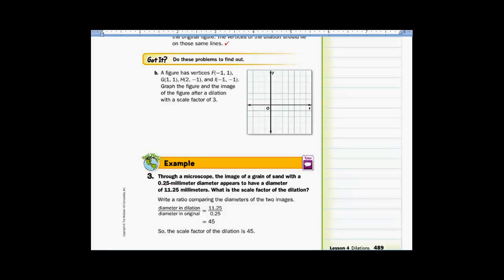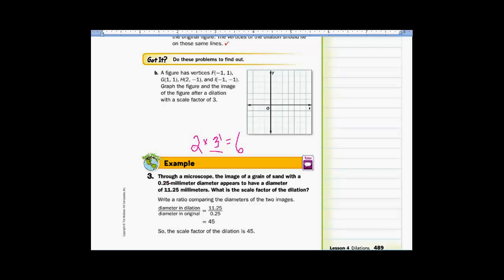So if it was 0.25 and now it appears to be 11.25, how many is that? How many of these can you fit in these? Let's do normal numbers, ones that you may be comfortable with. What would you have to multiply 2 by to get to a 6? How many times can this fit in here? Well, then that's just a division problem. Of course, you know it's a 3. 2 times 3 is 6 because there's 3 sets of 2 in 6.